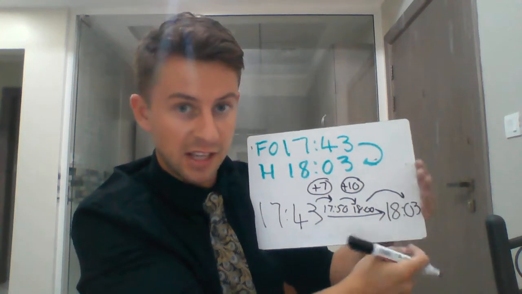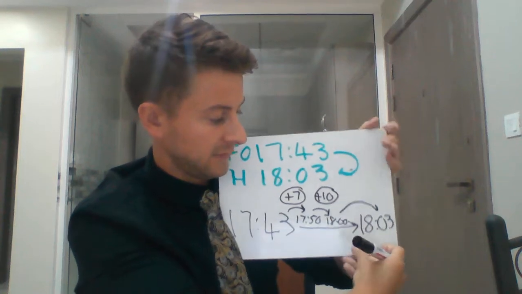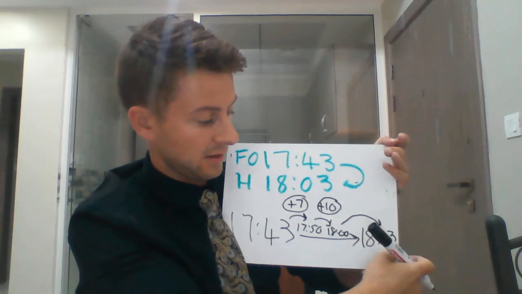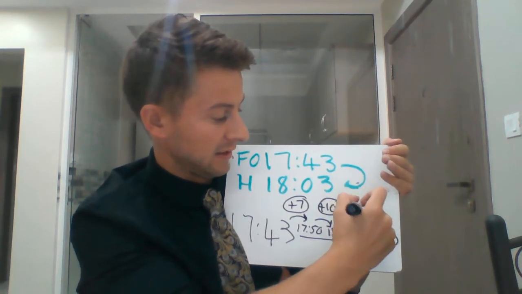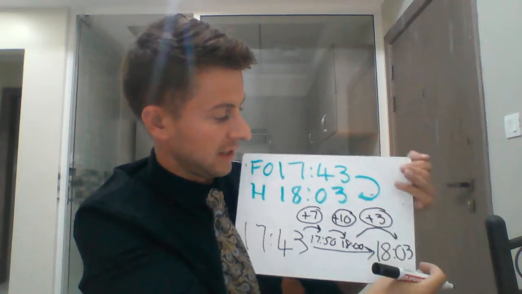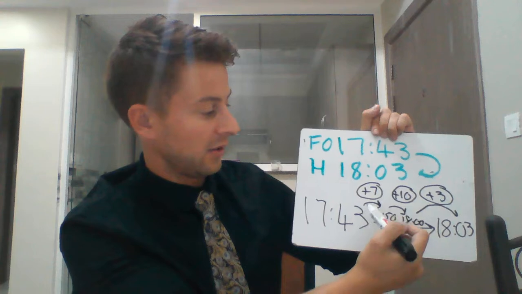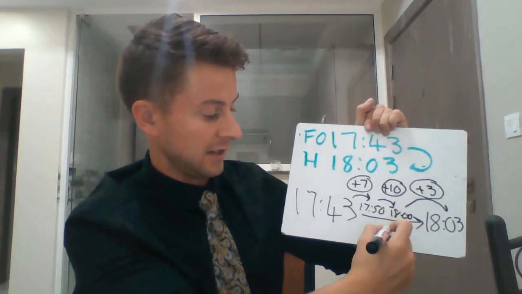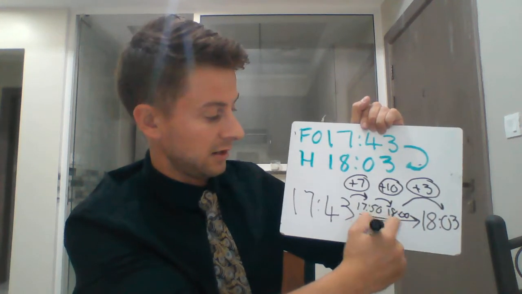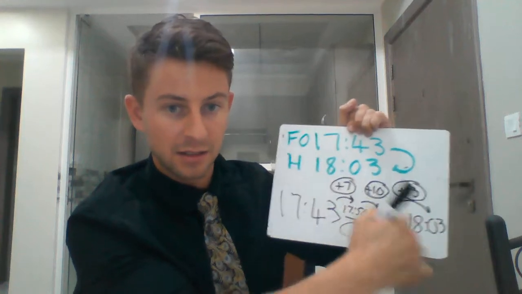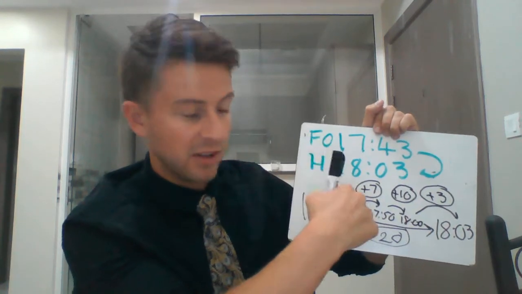Don't need to do anything else to the hours. Just add 3 more minutes. Guys, if I was to finish this up, I would add 7, 10 and 3, get to 20. Okay, 20 minutes is how long it takes to get from 5 Oaks to Hollywood.